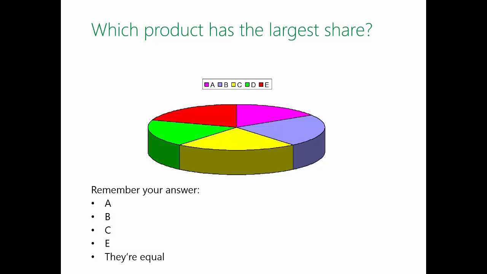So most of you think that actually all the shares are equal. Then the second answer was that product E was the largest one. So this is the red one, and answer C, the yellow one, and the B, the blue one, actually got the smallest amount of your answers. Okay, this is very, very interesting.